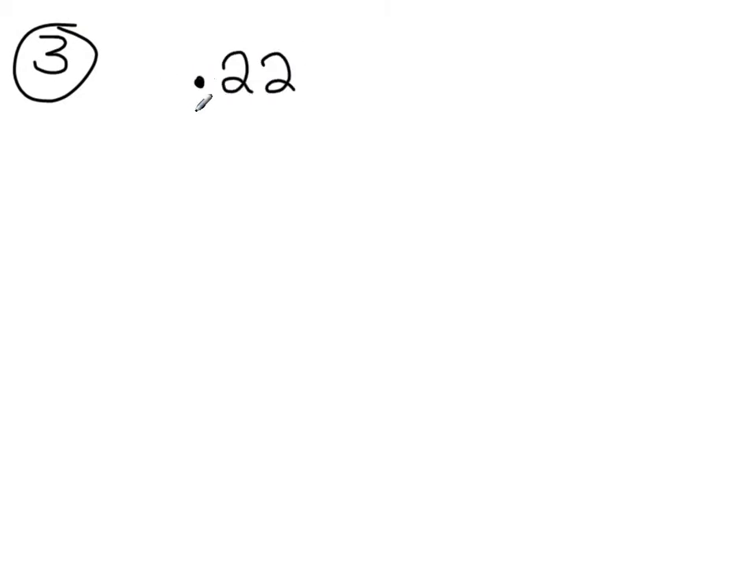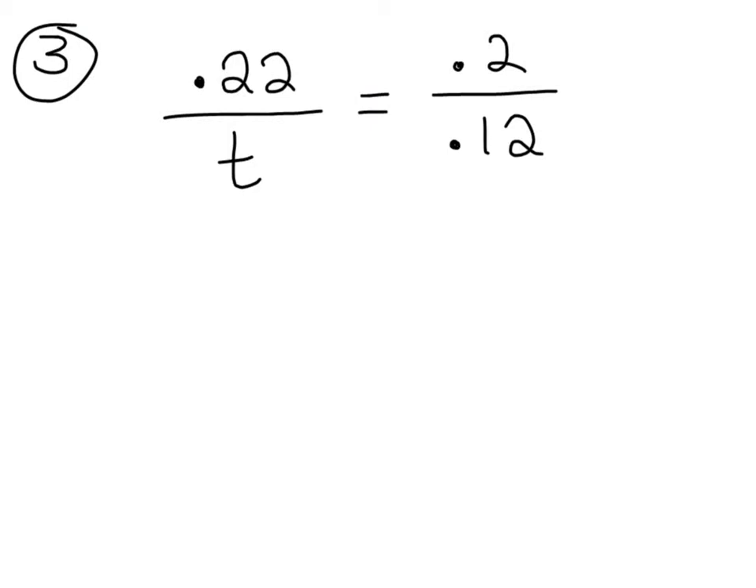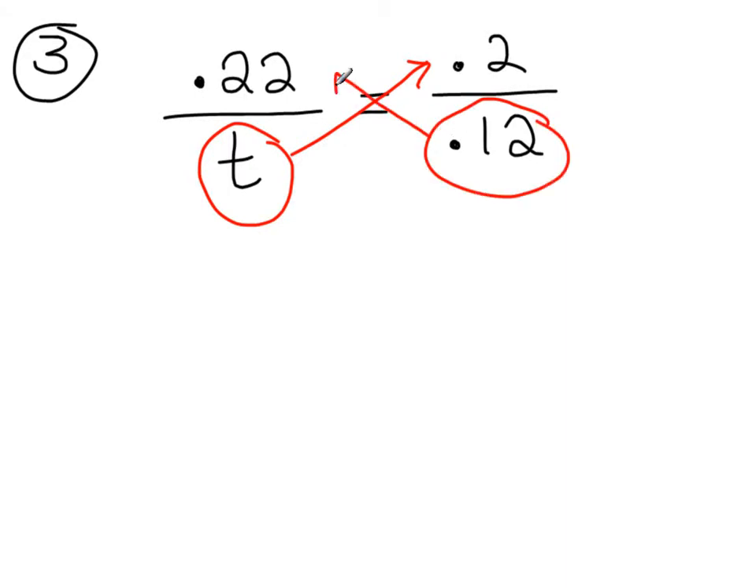You can if you want to. Some people are particular about that. I have 0.22 all over t equals 0.2 all over 0.12. It's the same story. I take whatever's in the denominator and I multiply it across. Whatever's in the denominator and multiply it across.